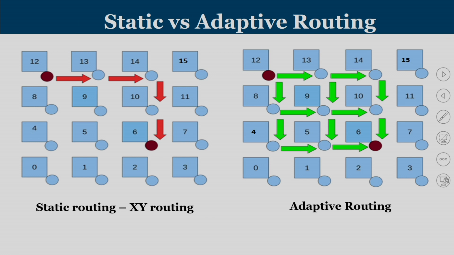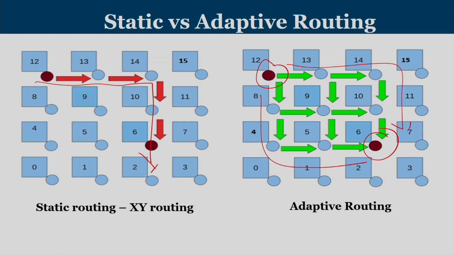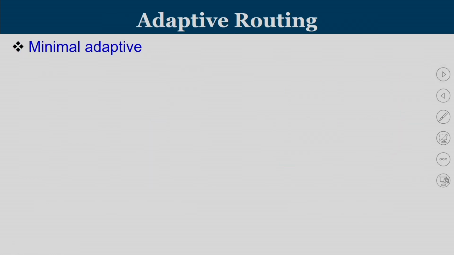So, we have learned what static routing is, where the packets start from 12, 13, 14, take the x direction and then move in the y direction. When it comes to adaptive routing, a packet from 12, in order to reach 6, can explore the adaptivity of the network. All these green paths are there. When you explore adaptive routing, we have to make sure that it is free from deadlock. Adaptive routing is of 2 types.